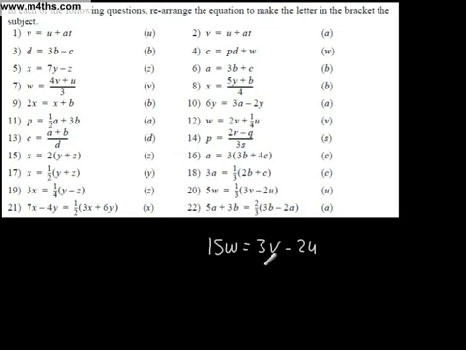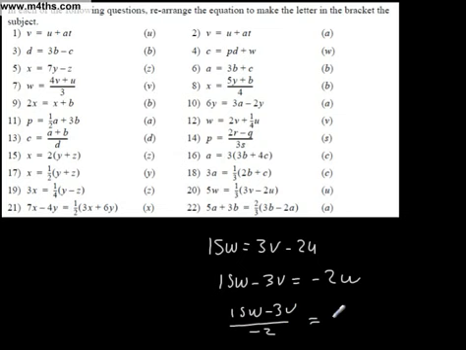At this stage we can do a couple of things right now. Let's play by the rules. We're going to subtract the 3v from both sides. So 15w minus 3v is equal to minus 2u, and we are making u the subject right here. I'm going to simply divide both sides by minus 2. So we're going to get 15w minus 3v all over negative 2 is equal to u. And you can of course tidy this up. If you want, what you would end up with now is 3v minus 15w over 2.